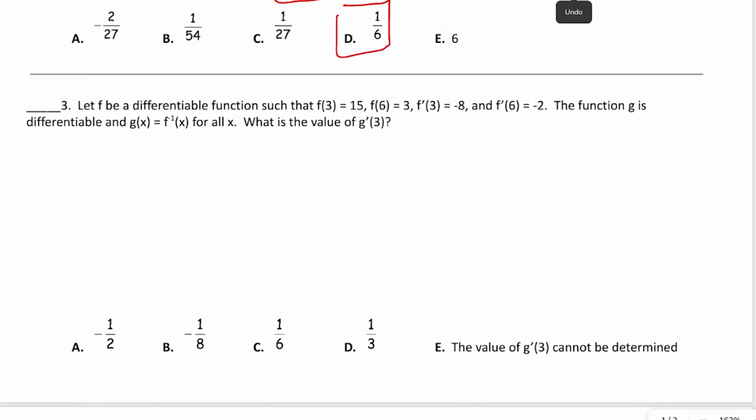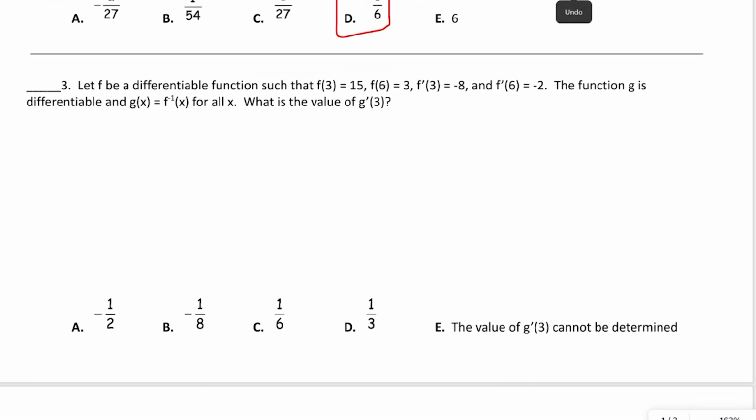Number 3, let f be a differentiable function such that f of 3 is 15, f of 6 is 3, f prime of 3 is negative 8, and f prime of 6 is negative 2. The function g is differentiable, and g is the inverse of f. So because it's the inverse of f, we can say that g of 15 is 3. We can say g of 3 is 6. And the derivatives, we're not so sure yet. We'll probably have to find that.